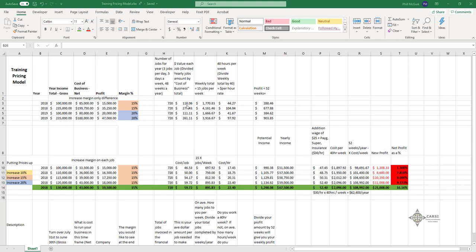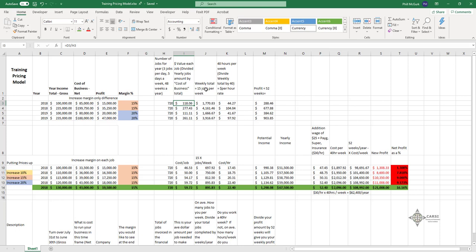Then what we want to do is find out, if we got $100,000, what did it cost us per job to operate? It cost us $118.06 for every one of the 720 jobs that we did to operate in the year, which cost us $85,000. That was our operation costs.